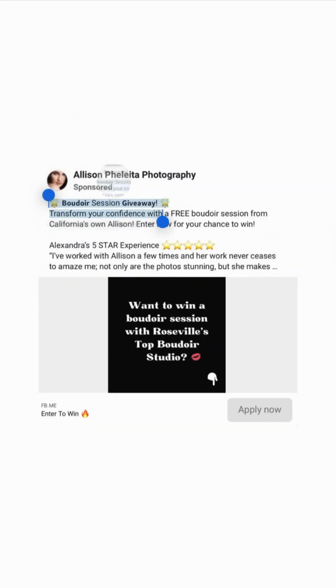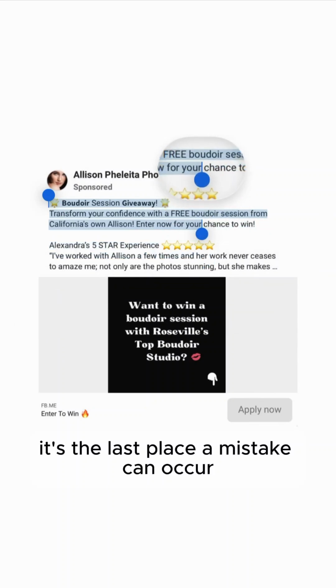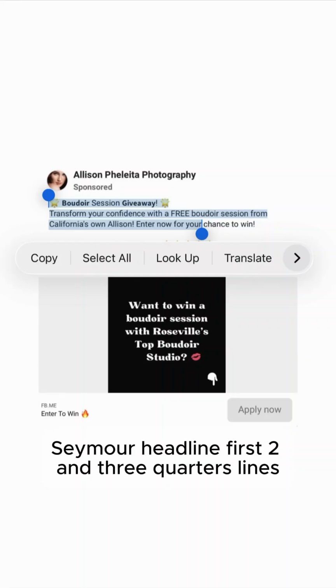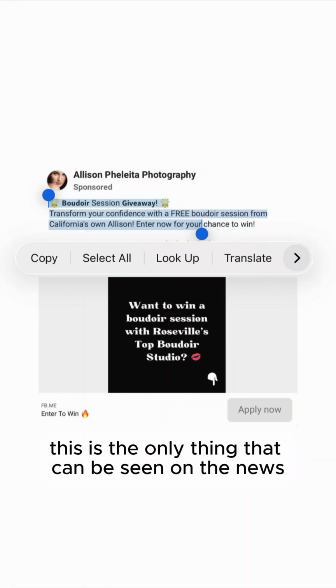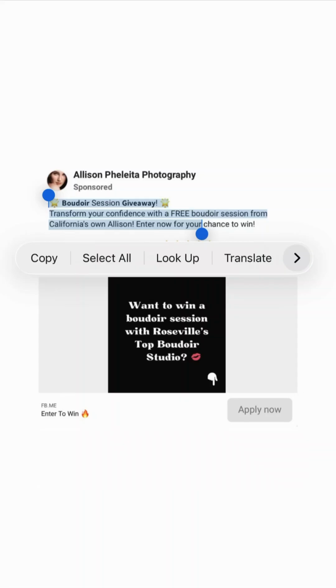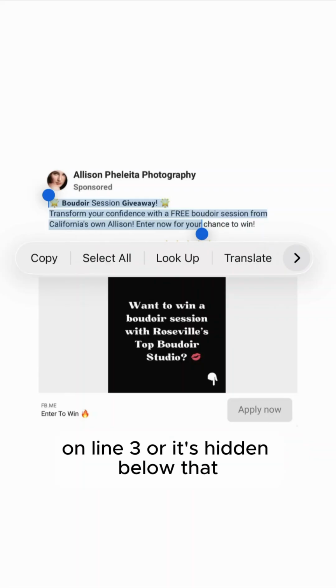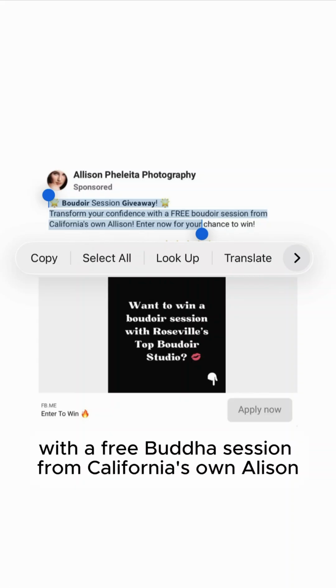Now, gonna go look at the See More headline here. It's the last place a mistake can occur. See More headline, first 2 3/4 lines, Facebook newsfeed mobile. This is the only thing that can be seen on the newsfeed. Everything after it is See More on the quarter line on line 3, or it's hidden below that. So, boudoir session giveaway, transforming confidence with a free boudoir session from California's own Allison.